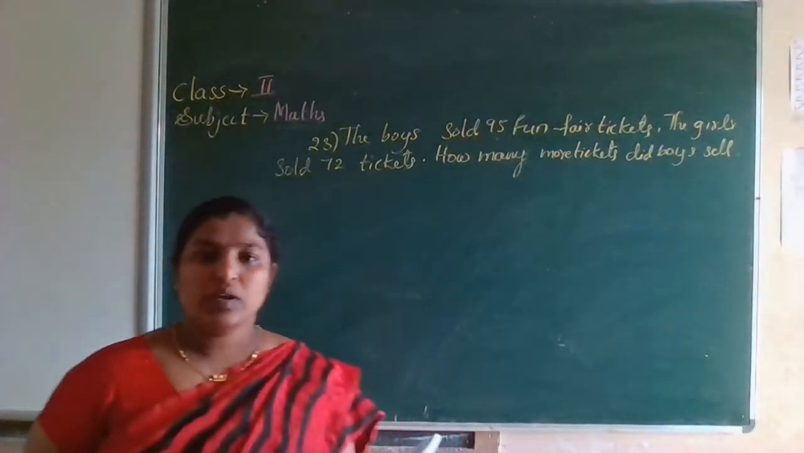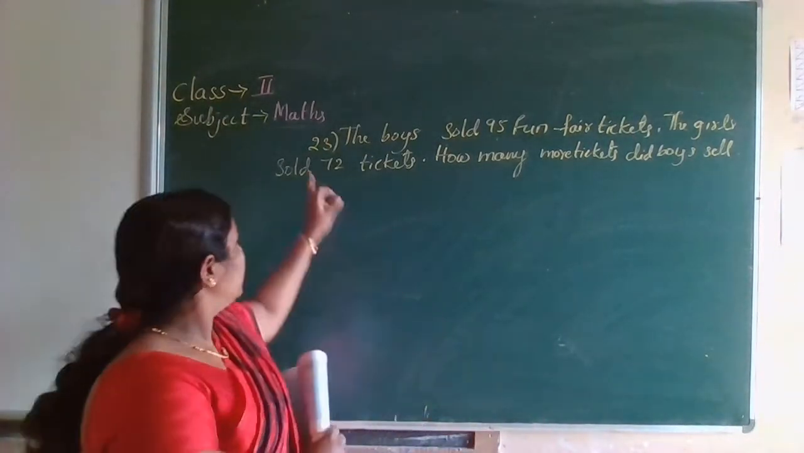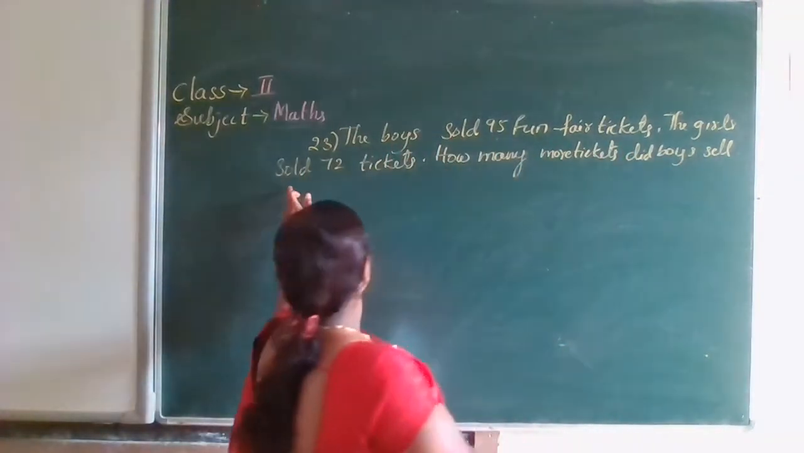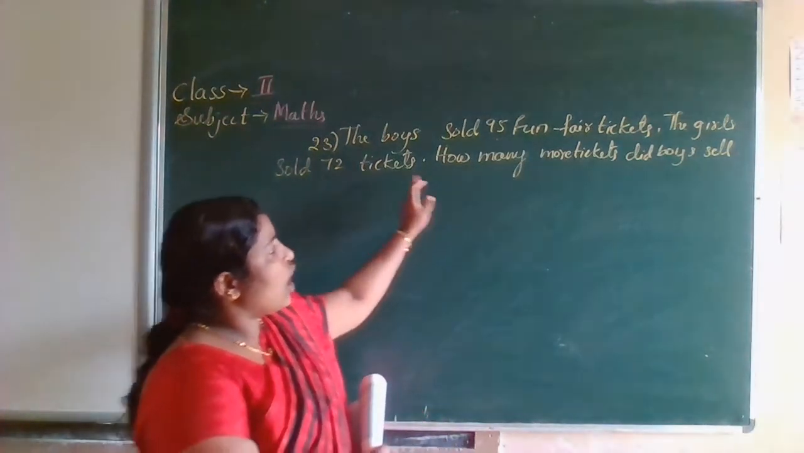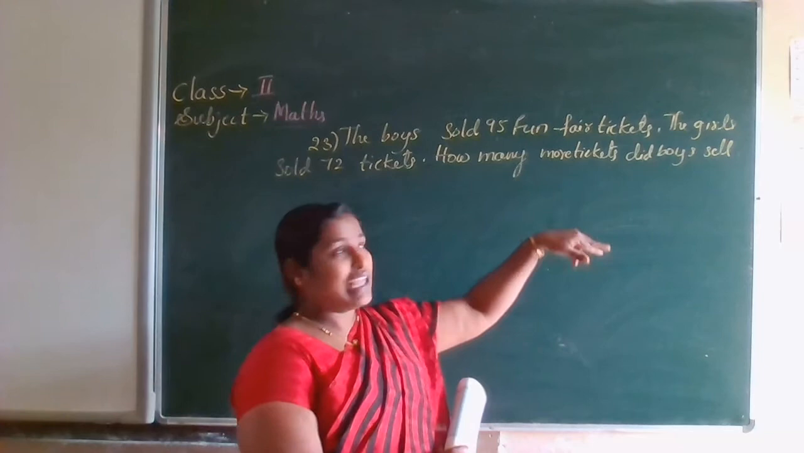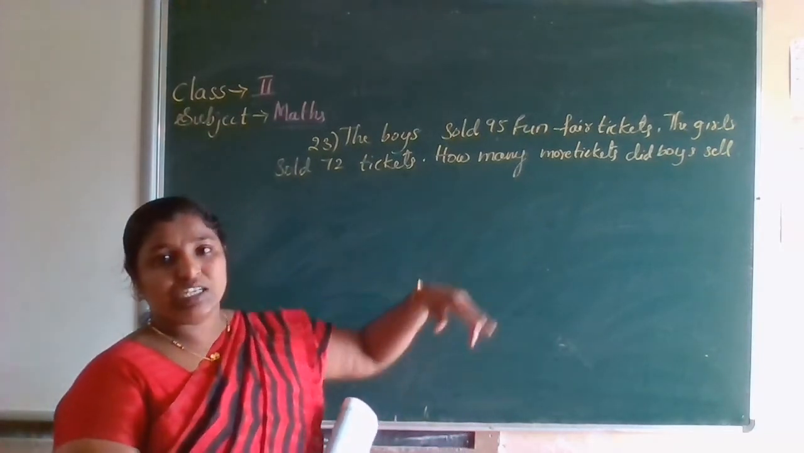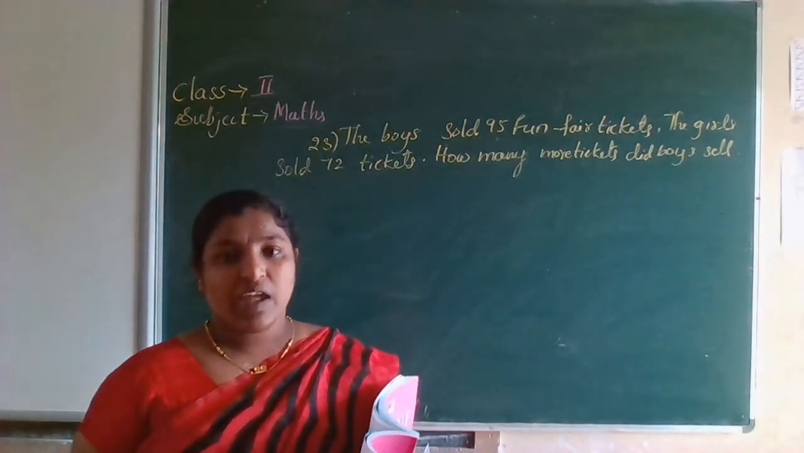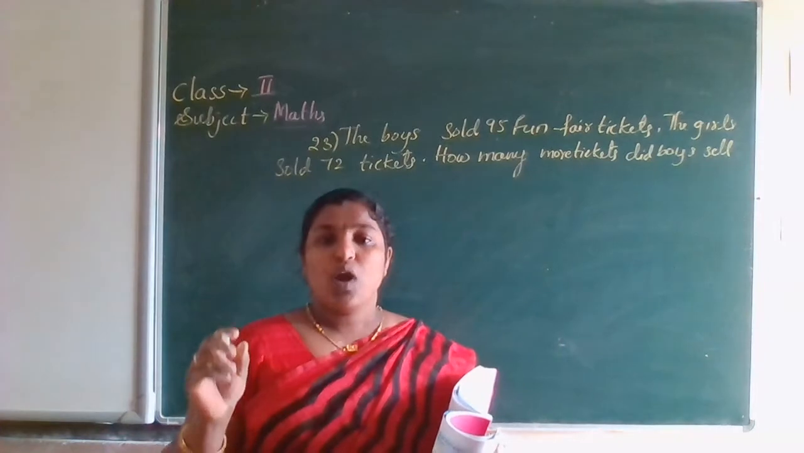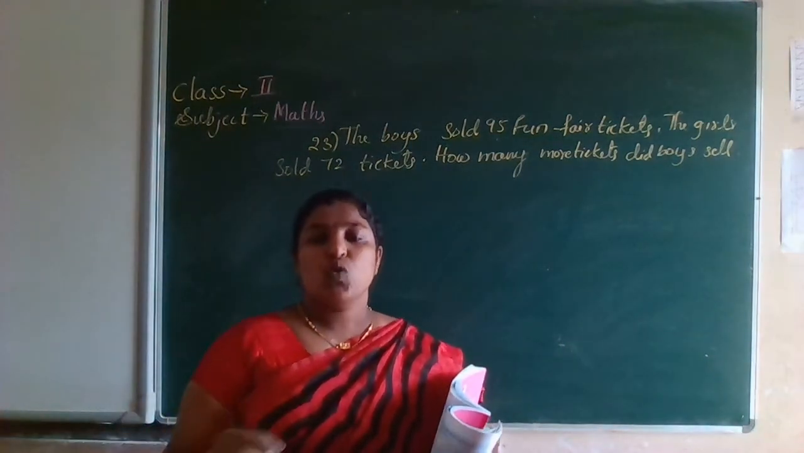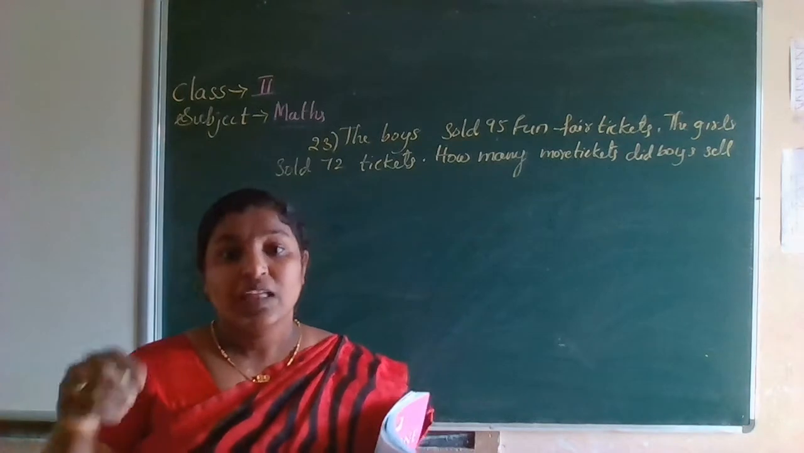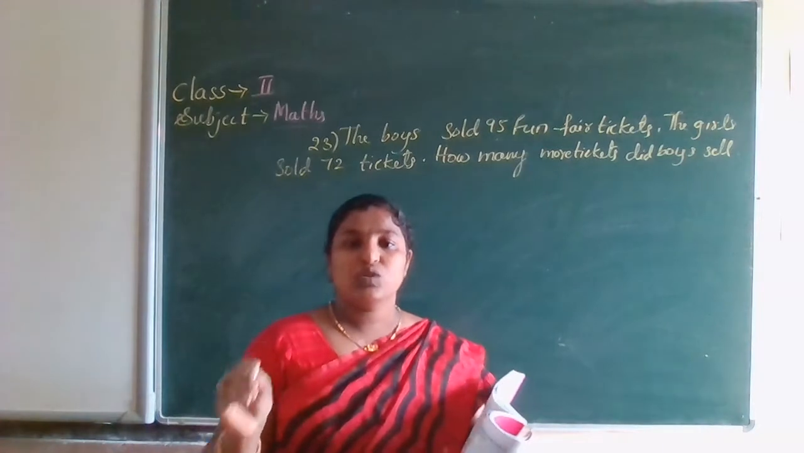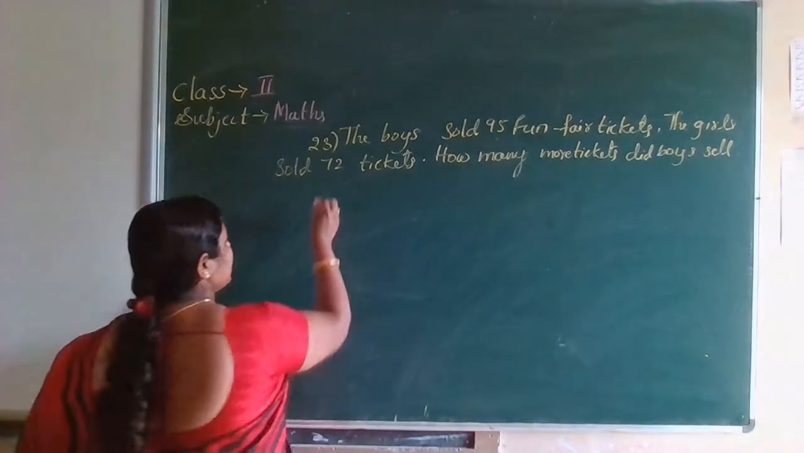Last word problem. The boys sold 95 fun fair tickets. The girls sold 72 tickets. How many more tickets did the boys sell? So there are boys and girls. Boys sold 95, girls sold 72. So how many more tickets were sold by the boys than the girls? How many more, how many less, these words indicate to do subtraction. Okay, solution.